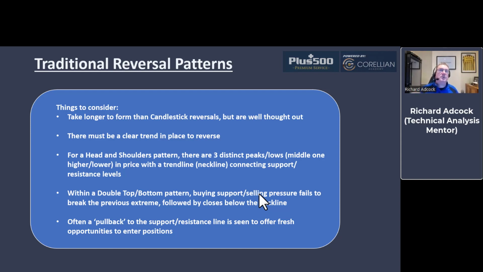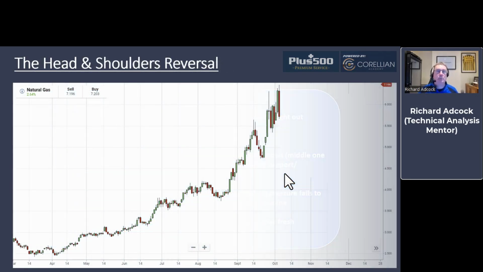Now, often with these types of patterns, once we've seen the completion and an acceleration away from the reversal, you will see a pullback, which is a recovery back towards the old support level, which then becomes resistance, or a correction back towards the old resistance level, which is then support, to give us another opportunity to enter the trade. Now, this doesn't always happen, but more often than not, it will be seen. So if you miss the initial break, then you will get a further opportunity to trade within the market.